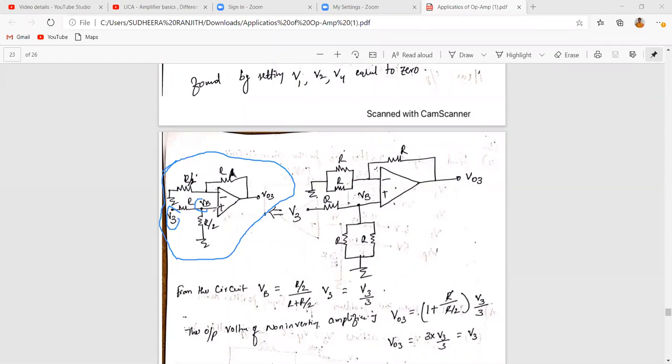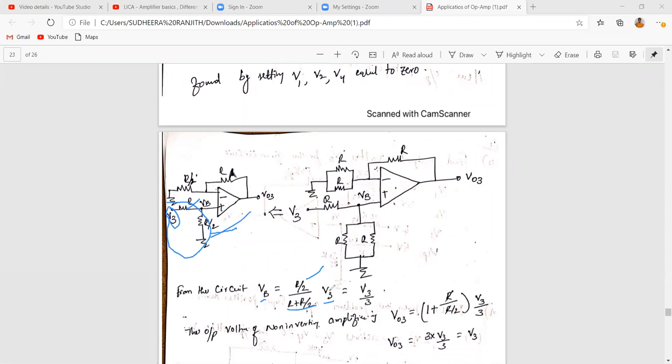VB is the input. So for that, first we have to find VB. So how do we calculate VB? VB is equal to R by 2 by R plus R by 2. What is the input for this part? What is the input?